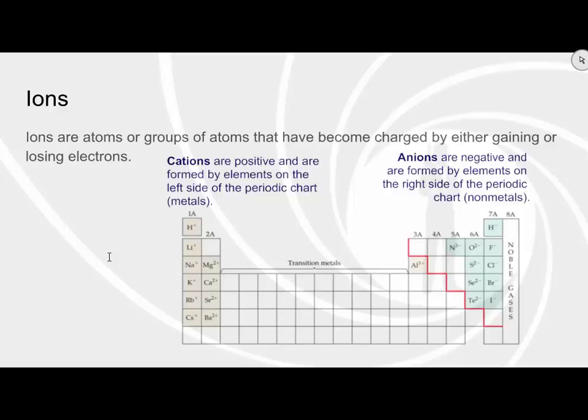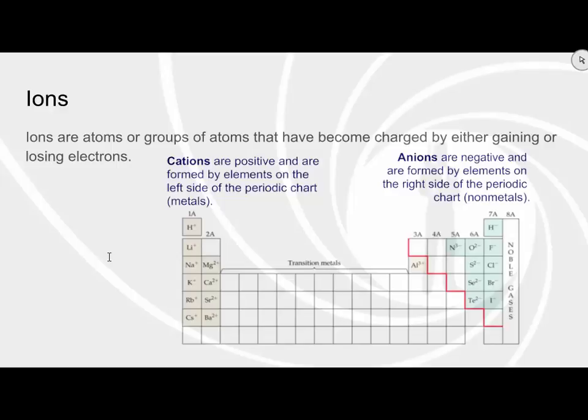Okay, let's move on to talking about ions. Ions are atoms or groups of atoms that have a charge associated with them. They've either gained electrons and are now negative, or they have lost electrons and have become positive. So a group of atoms with a charge.